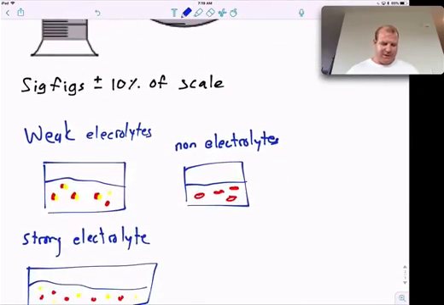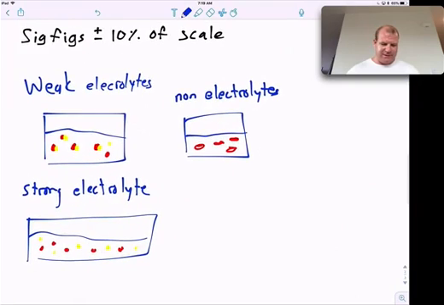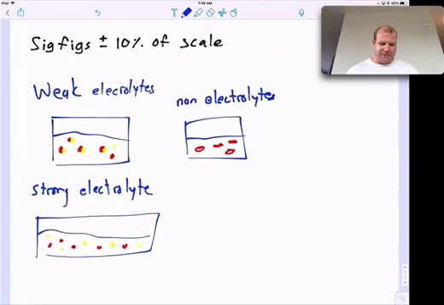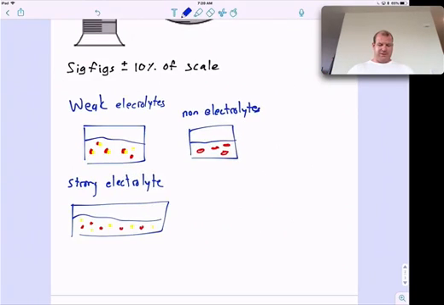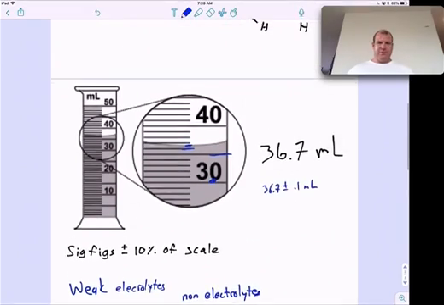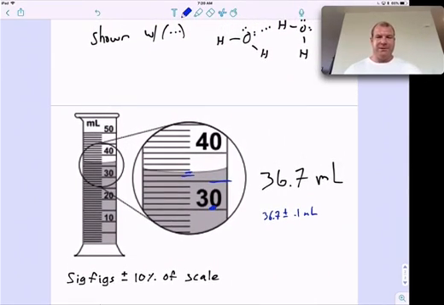And I mentioned there the weak electrolytes and strong electrolytes. I guess I did talk about this as well. But a weak electrolyte tends to stay molecular, slightly ionizes. A non-electrolyte stays as a molecule. A strong electrolyte completely breaks apart. Okay, so short video, but I wanted to fill in those topics for you.